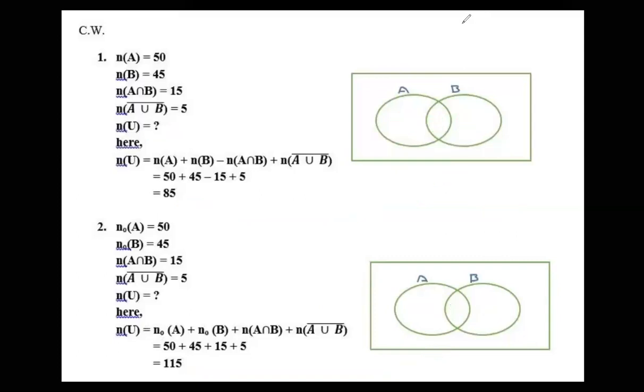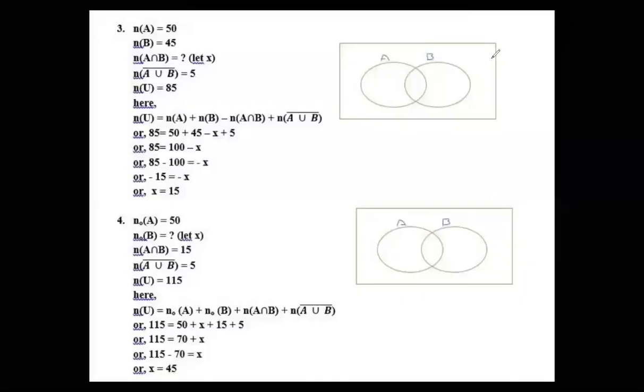Okay, so let us go to the next topic. In this case, what is given? n(A) is given, n(B) is given 45. Intersection is missing now. Intersection is missing, that means n(U) will be given. n(U) is 85. I have given the same question. Question number one is repeated over here. I have changed the question a little bit.